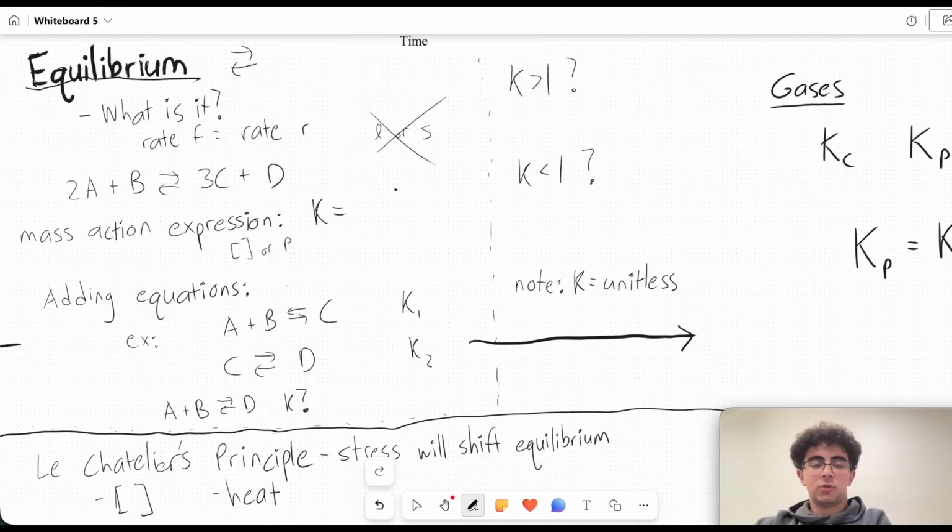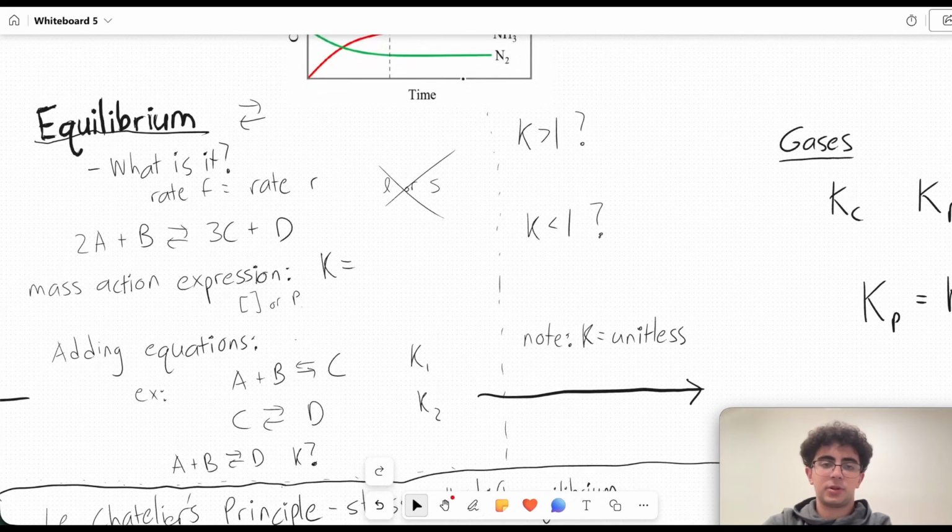Today we're going to talk about equilibrium. In the last video we talked about stoichiometric and limiting reagent reactions where you had a reaction like A plus B yields C, and then either A or B is going to run out and the reaction just ends. Now equilibriums are a bit different.